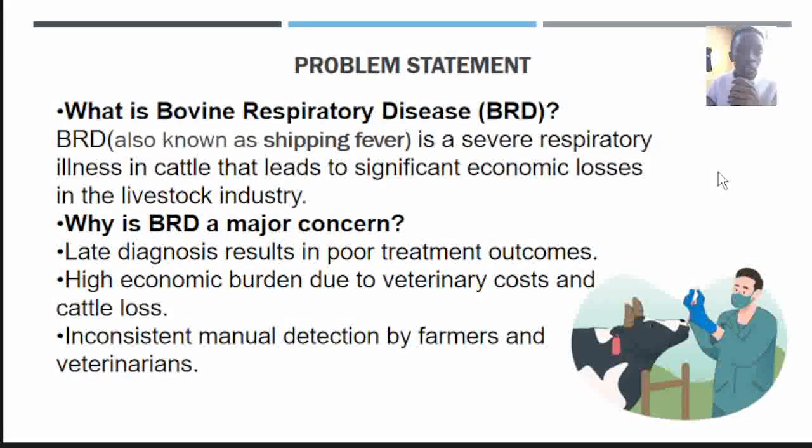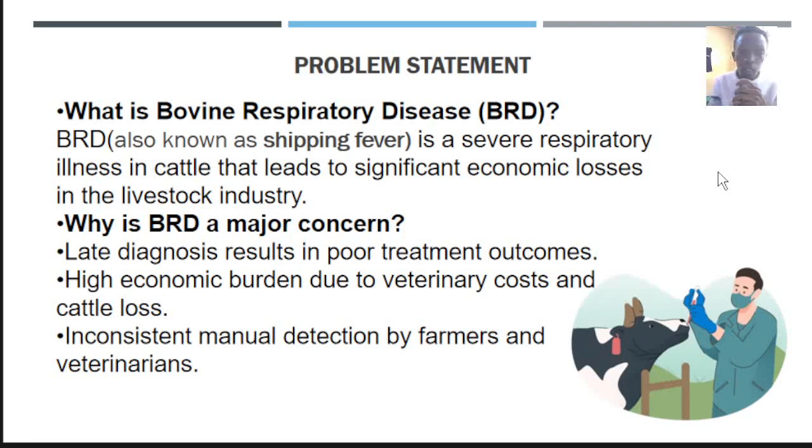This disease is also called shipping fever. It is a severe respiratory illness in cattle that leads to significant economic losses in the livestock industry. Why is it even a major concern? Basically, it leads to late diagnosis results, and with these poor or late results, it can lead to poor treatment and also a high economic burden due to veterinary costs and cattle losses.